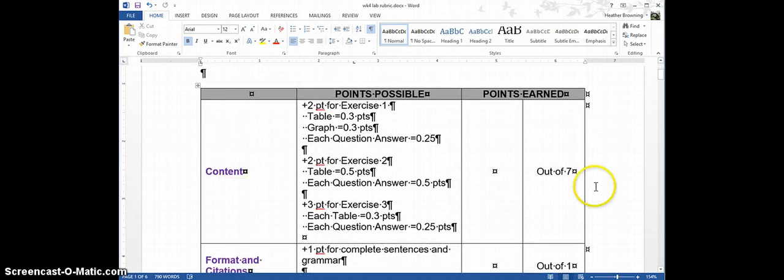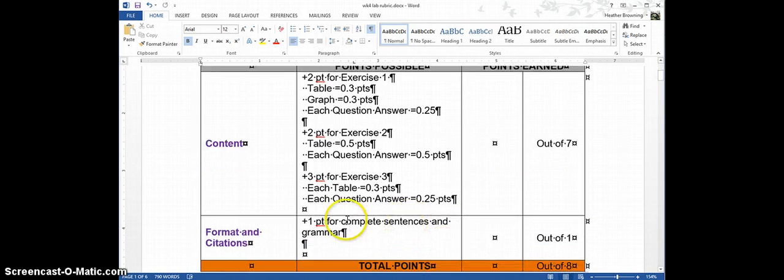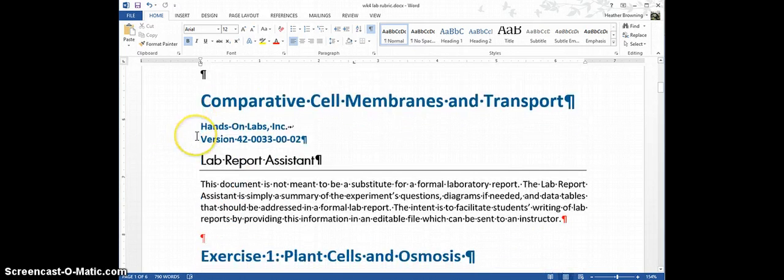Okay, so here's the rubric. It's going to be 7 points for the exercises, 1 for the other stuff. So the first exercise is 2 points, same for the second. The last one is going to be worth 3.